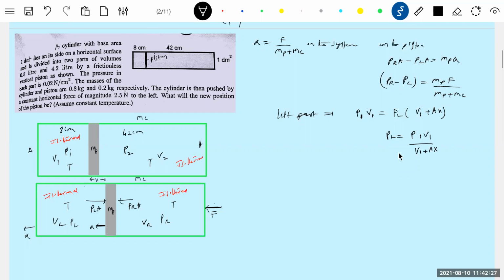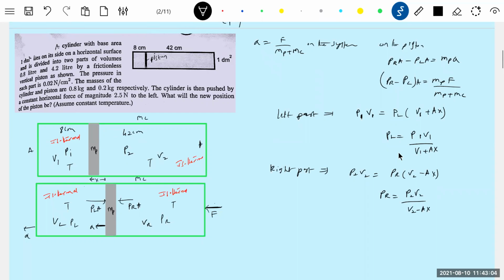Sir, PR minus PL into A, no sir? Area. For a gas, PV, P1 V1 equals P2 V2. Okay. Now, in the right part, P2 V2 equals PR times V2 minus Ax. Let me solve for PR. This will be P2 V2 by V2 minus Ax. I'll substitute these values there.